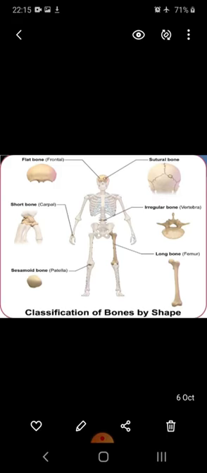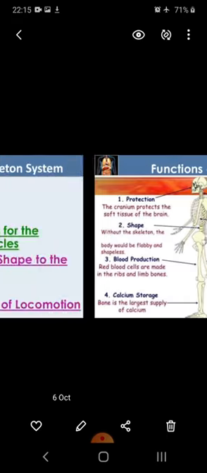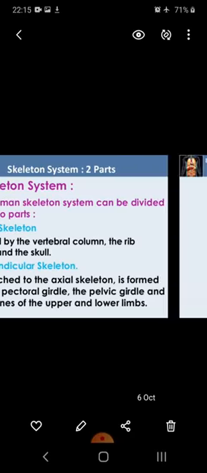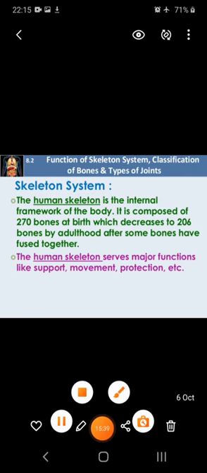So this is all about the skeletal system, classification of bones, and functions of bone, and we will discuss types of joints in our next video.